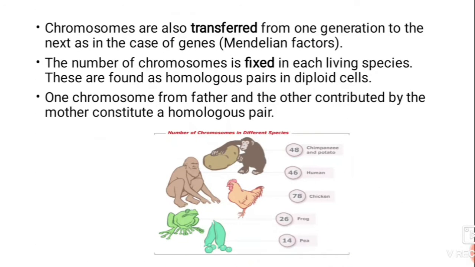Chromosomes are transferred from one generation to the next, as in the case of genes, which are Mendelian factors. The number of chromosomes is fixed in each living organism. These are found as homologous pairs in diploid cells. One chromosome from the father and the other contributed by the mother constitute the homologous chromosomes.